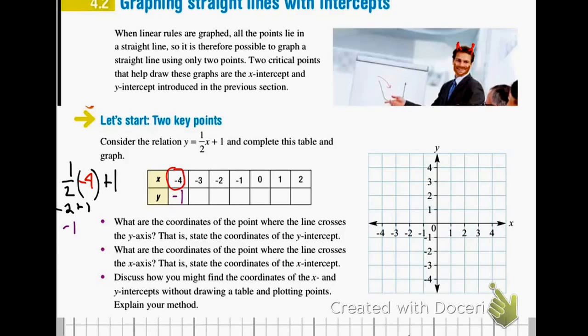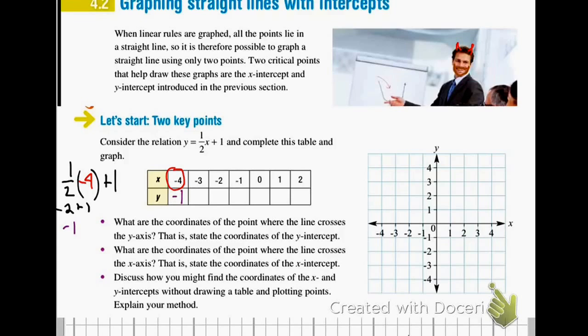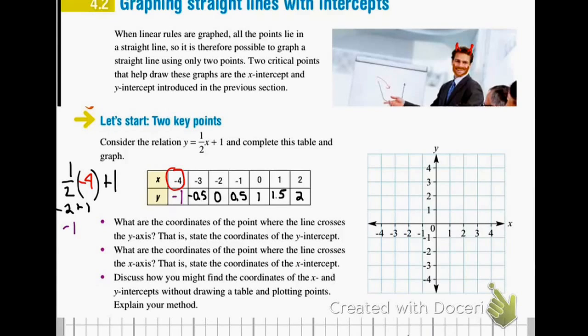And we'll go through and do the rest of all these points. It's simple. We don't need to write it out every time. Really, we just take half the x value and add 1. So half of -3 is -1.5, plus 1 is -0.5, -1/2. Half of -2 is -1, plus 1 is 0. And then we can just fill out the rest of these here. Same pattern throughout.